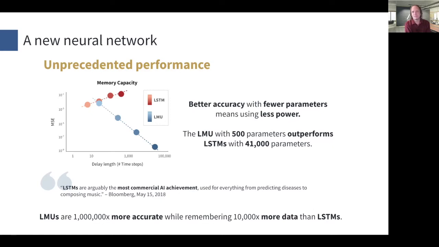Now, in some ways, we shouldn't be surprised by these extreme numbers because this is what the LMU is optimal for. This is a delay test. However, the LSTM is only one of many solutions to dealing with time-varying data. How is the LMU compared to others?